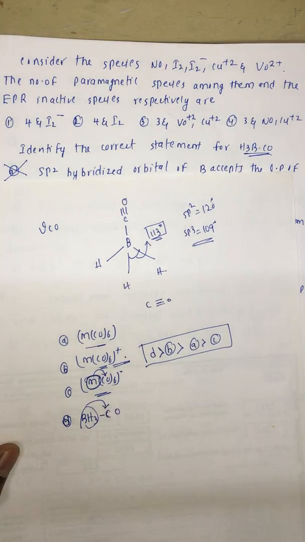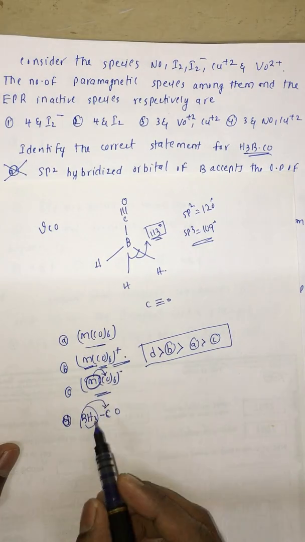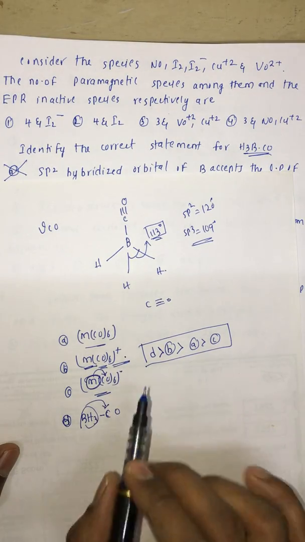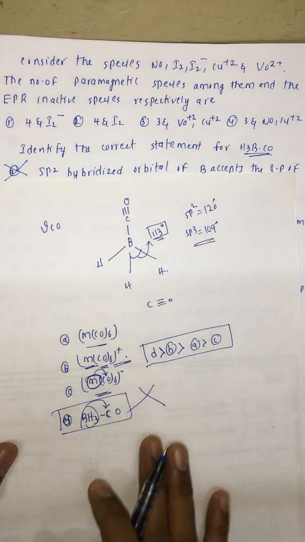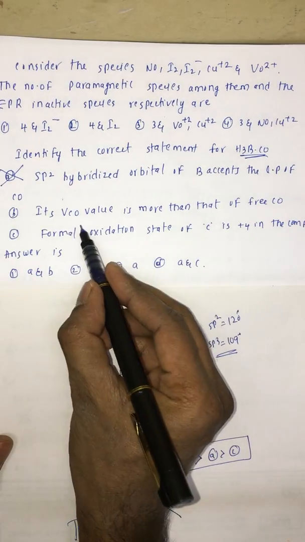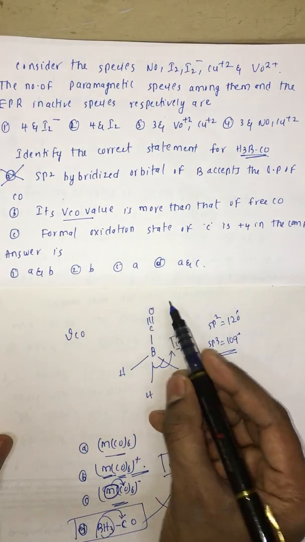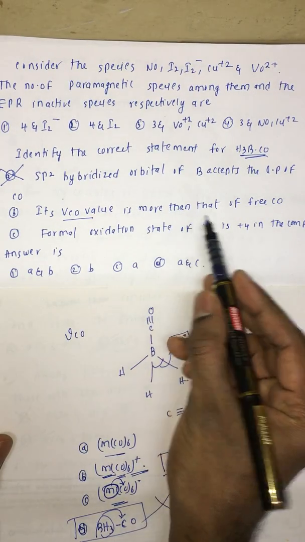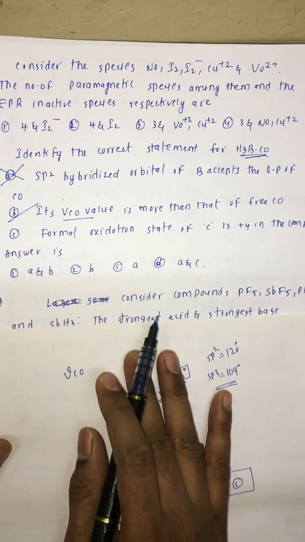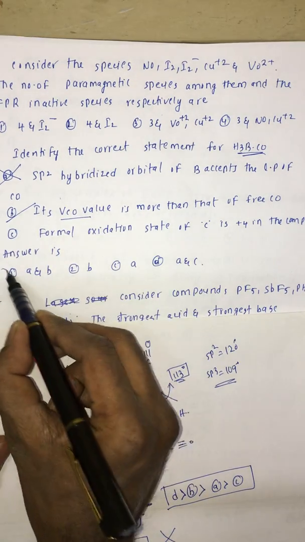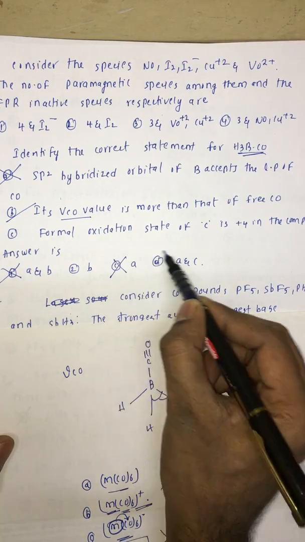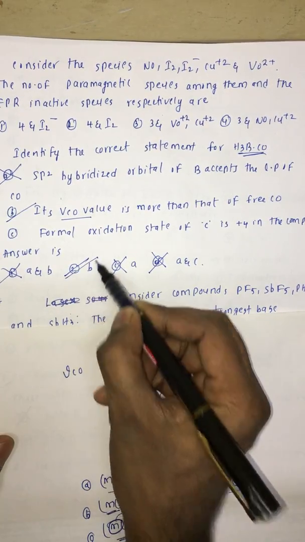to the metal. Even though here it is electron deficient, it can be involved a little bit in back bonding, but in this case it cannot be involved in back bonding. So the new CO frequency is more than the free CO. This is correct. So now we can remove option A, we can remove this, and this also. So the only option left is B.